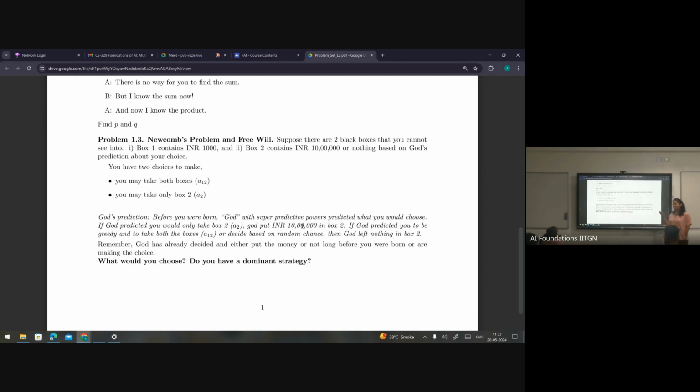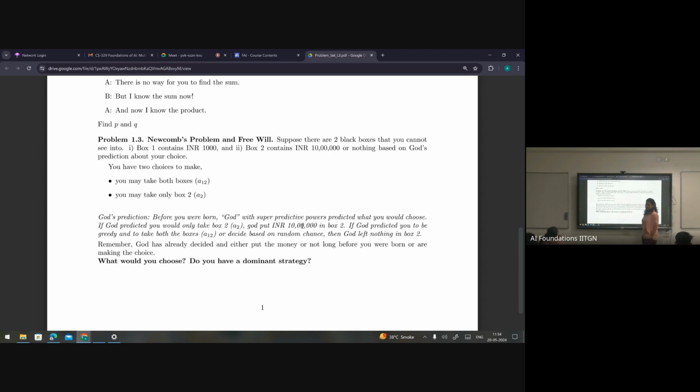Now with that knowledge, he has put some money. So if God predicted that you will only take box 2, you're not greedy, you'll only take one box, then he has put 10 lakhs in that. He has rewarded you for not being greedy. But if he had predicted that you will take both the boxes, or you will flip a coin and decide between the boxes, then he has left the second box empty. He has put nothing in the second box. He has already done it long before. Now when you are making a decision, the money is either there or not there. The choice has been made by them.